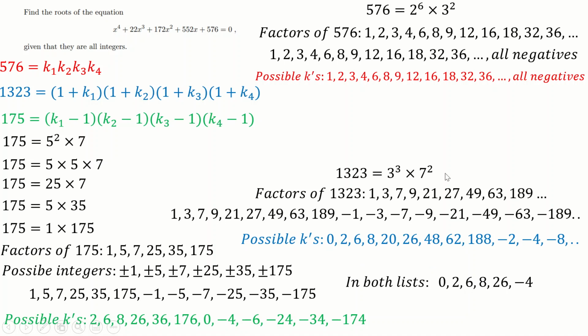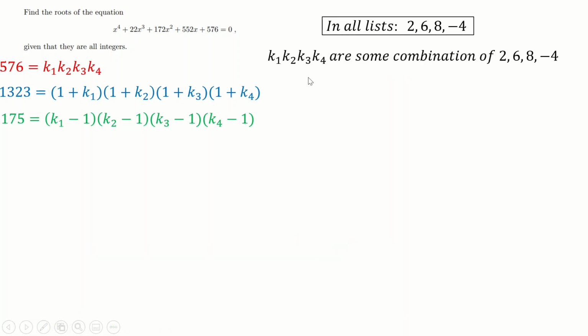Are any of these eliminated because they also have to be in here and they're not? Well, 0 isn't in here, so 0 is eliminated. And also 26 isn't in here, so 26 is eliminated. So the only 4 values in all 3 lists are 2, 6, 8, and -4. So those are the only things that k can be. So k1, k2, k3, and k4 are some combination of 2, 6, 8, and -4.